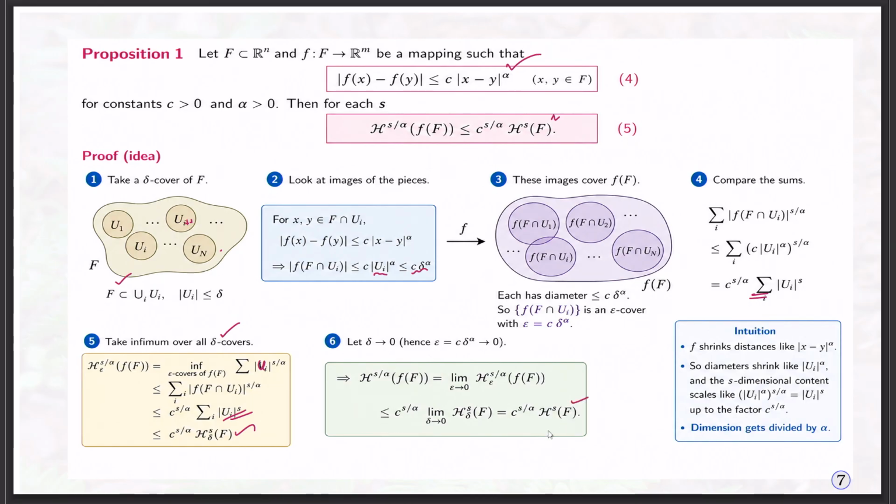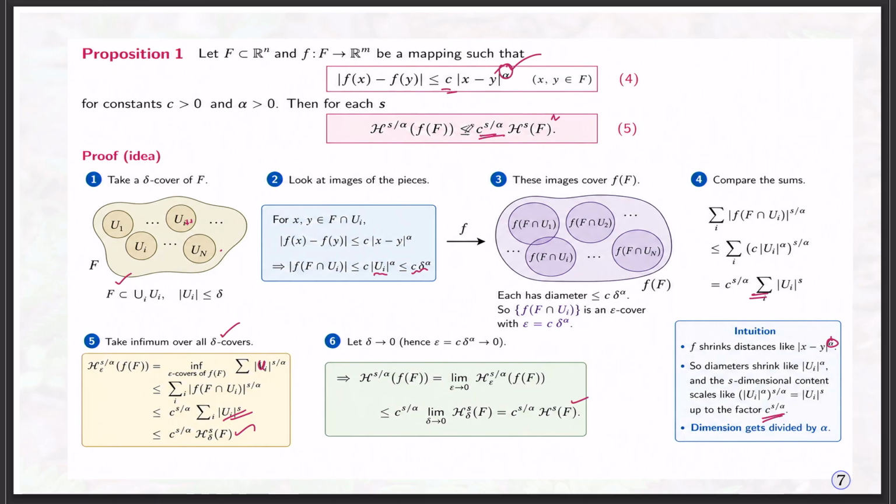You can observe f shrinks the distance like |x - y|^alpha. So the diameter shrinks like |U_i|^alpha, and the s-dimensional constant scaling like |U_i|^alpha to the power s/alpha can be written as |U_i|^s up to the scaling c^(s/alpha). That means the dimension gets divided by this quantity alpha. That is the takeaway: if f is a mapping with this constant alpha, then the dimension is divided by alpha, with the factor c^(s/alpha).